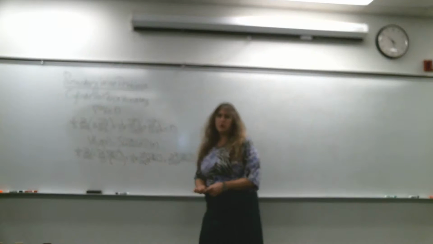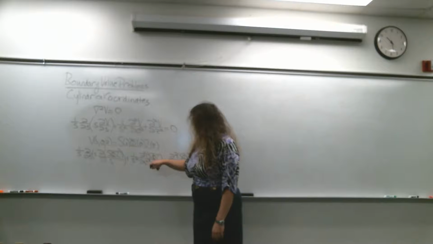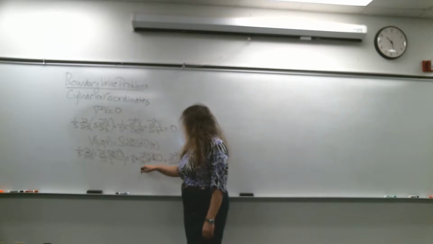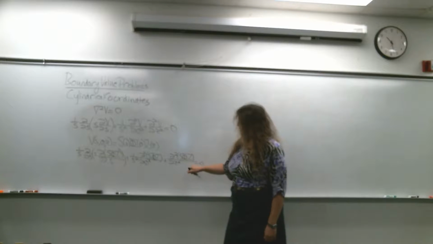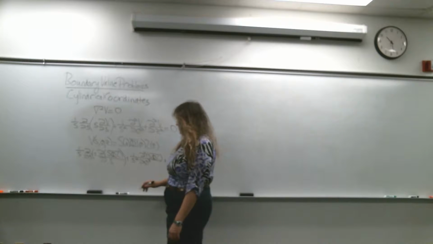Since Phi and Z don't depend on s, I can pull those outside of the derivatives. And since S and Z don't depend on phi, I can pull those factors out. And since S and Phi don't depend on z, I can pull those factors out of the final term.